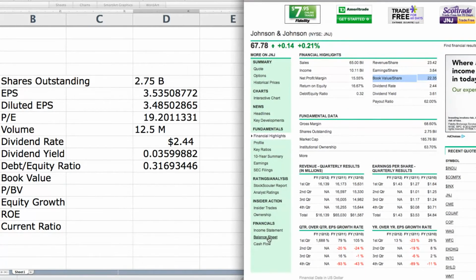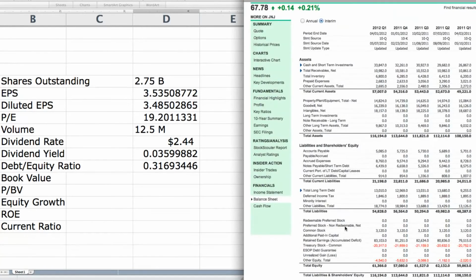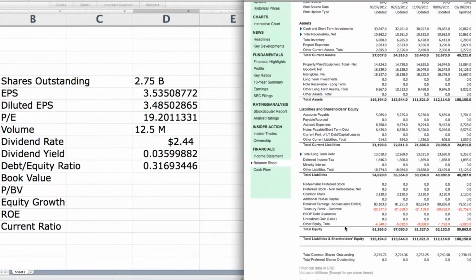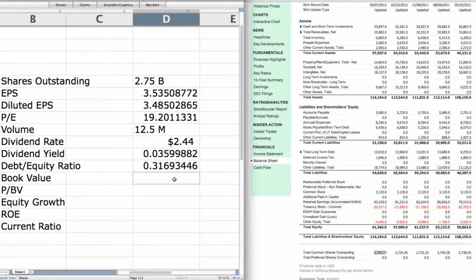So you go to your balance sheet, you go ahead and click there, and when you come down to the bottom, you can see that you have this total equity of 61 billion, and you have 2.7 billion shares. Okay, and all you're going to do is just divide the equity by the shares outstanding. So let's go ahead and do that.